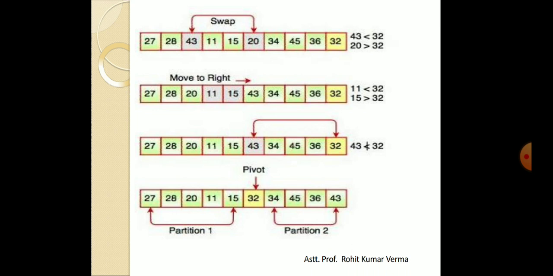Now dear students, we are starting our right scanning, where we have to find the lesser element than the pivot point. So 36 is greater than the pivot, then 45 is greater than the pivot, 34 is greater than the pivot, 43 is greater than the pivot. Now we are finding 15. So 15 is less than the pivot.